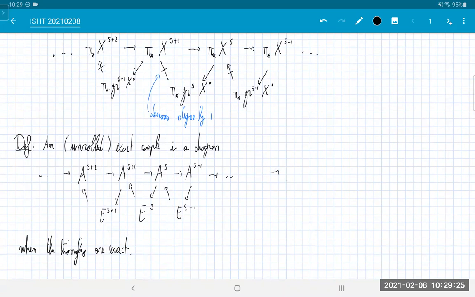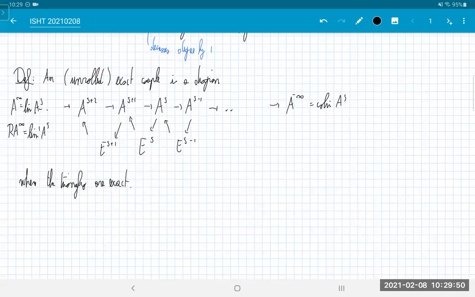And as usual, we define A minus infinity to be the colimit of A_s, and A infinity to be the limit of A_s. We will also need another object, RA infinity, which is the lim^1 of A_s. If you remember, some time ago I introduced this lim^1 term that measures the failure. I wanted to give you more proofs, but I'll just have to give you a couple of statements and definitions now.